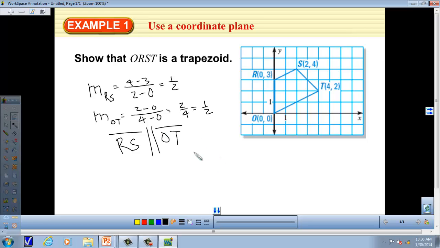That's not enough because it may be a parallelogram, so we want to look at OR and ST as well. So the slope for OR, hopefully you can just see it because it's a vertical line. It's undefined, but in case you're not seeing it, we would have 3 minus 0 over 0 minus 0. And that gives me 3 over 0, which is undefined.